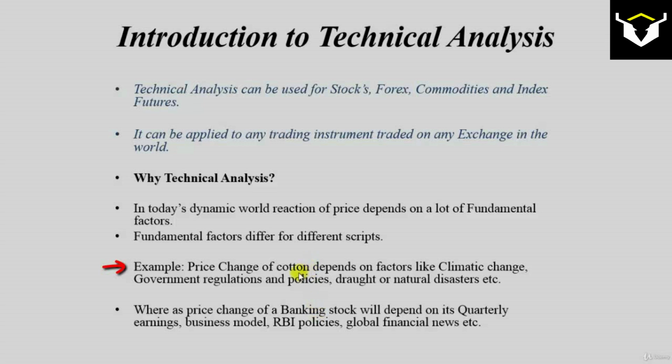Fundamental factors for cotton are climate change, governmental regulations and policies, drought, or any kind of natural disaster. So the fundamental factors that will determine the price of cotton are climate change, regulations, or some natural disasters. Whereas these fundamental factors won't affect a banking stock. Fundamental factors that will affect price change of a banking stock are completely different.